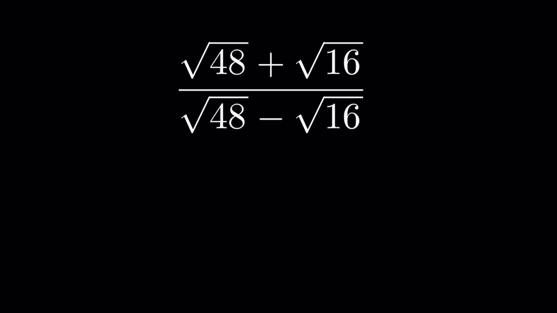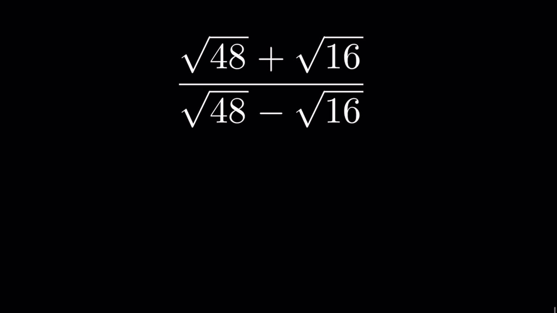Square root of 48 plus square root of 16 upon square root of 48 minus square root of 16. How to simplify this? So there are two methods to simplify. First is we rationalize the denominator. To rationalize the denominator, we multiply and divide it by the conjugate.